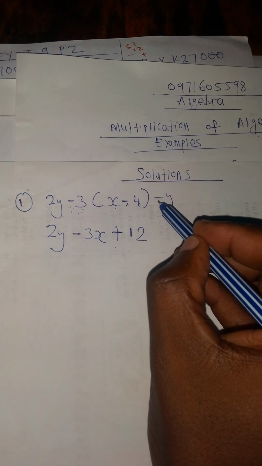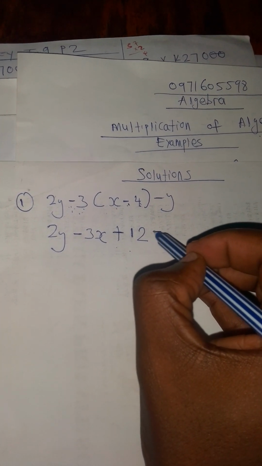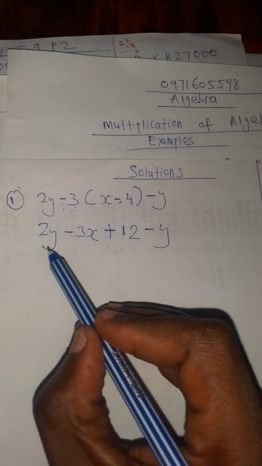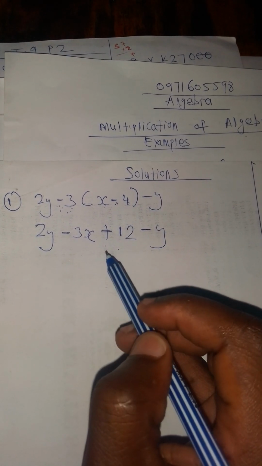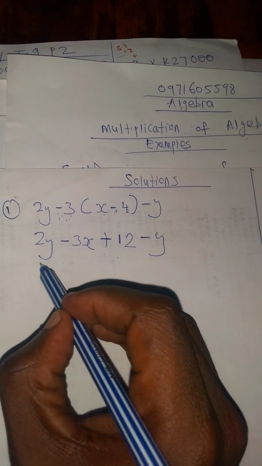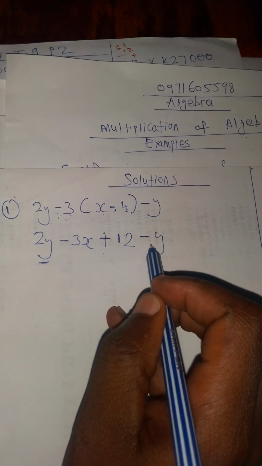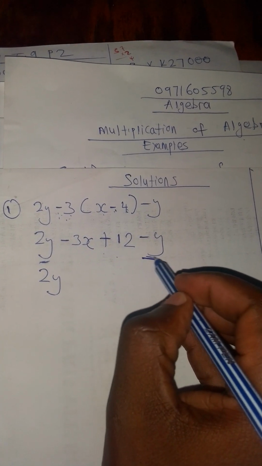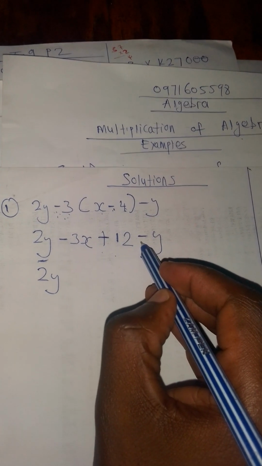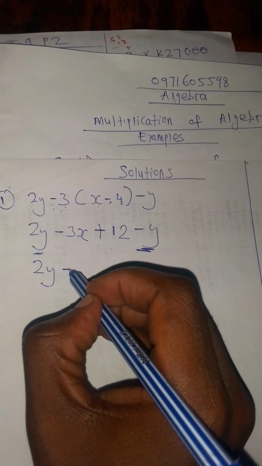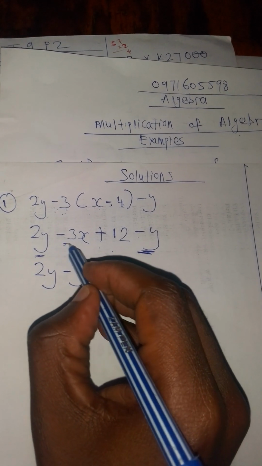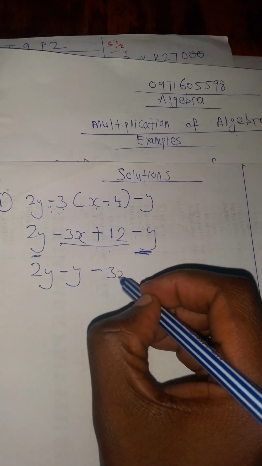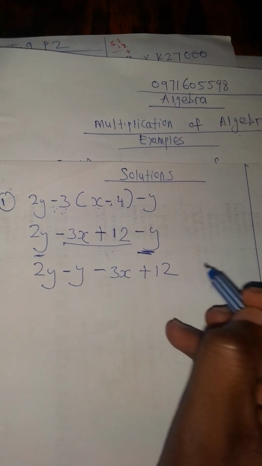After that, here we can see we have negative y. So we are going to just write it the way it is, negative y. Then, remember, when you have terms like this, you have to collect what we call like terms. Here we have 2y. Let us find another y. It is that side. So we are going to say 2y, then this y, but it has what? Negative sign. So we say minus y. After that, these unlike terms, we take them the way they are. So minus 3x plus 12.